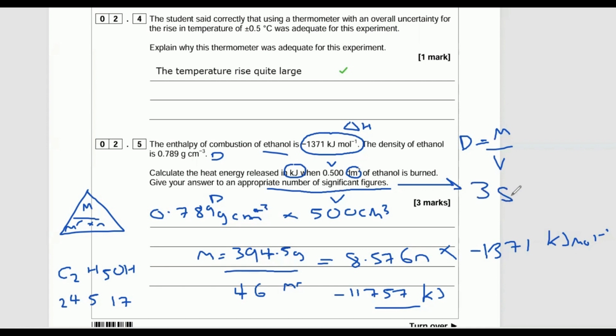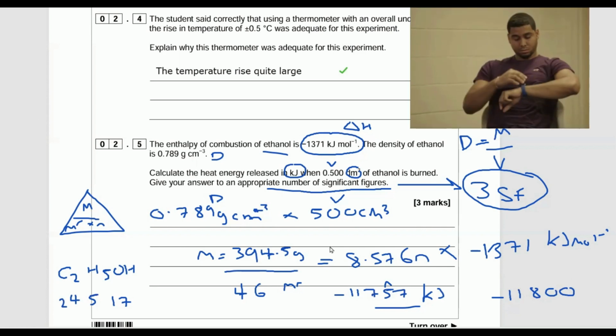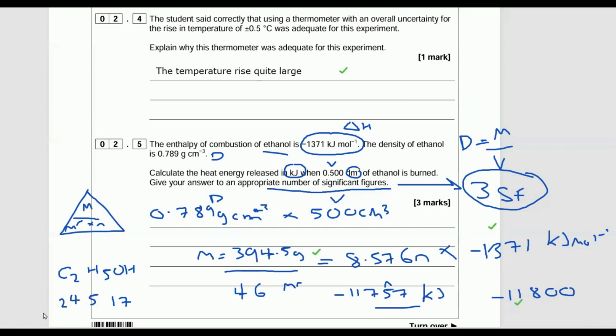At A level, they love you to do 3 significant figures, people. So I want to round this to 3 significant figures. That 5 is going to push this up to 8, so it's going to be minus 11,800. We only want the first three numbers, they're the three significant figures. So it's 11,800 instead of 11,757. Jeez, I drew that out, peoples. There we go. 3 marks.